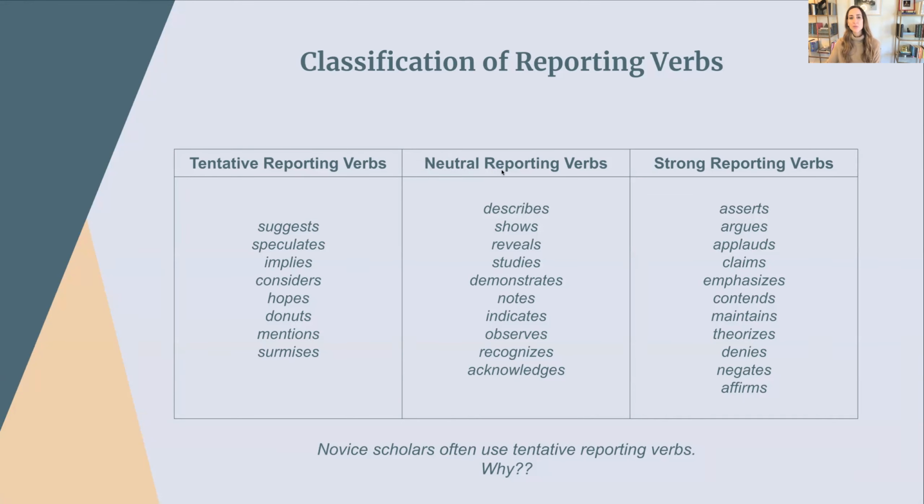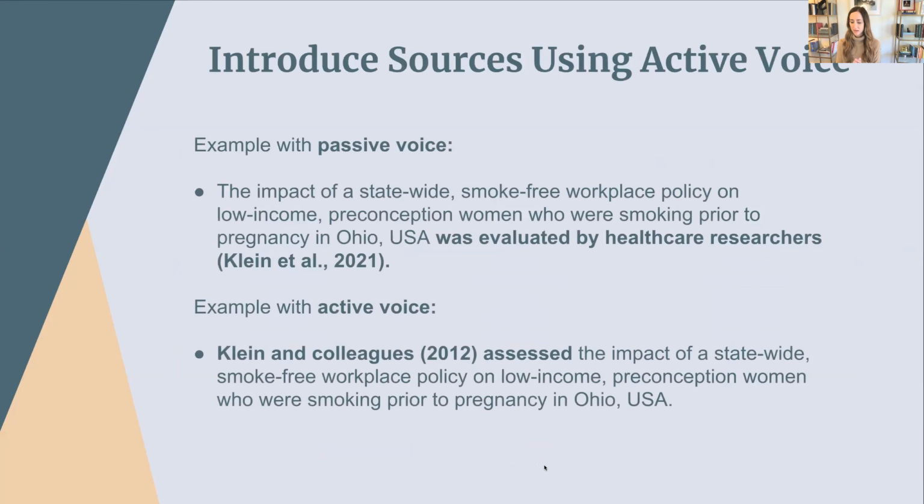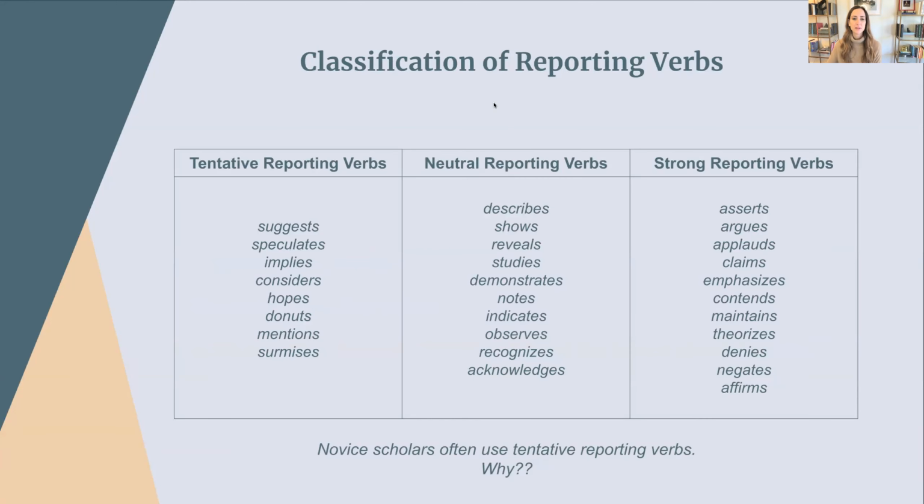But over time, if you look at my writing now, you'll see that I use all three. I sometimes use tentative or strong reporting verbs because I'm much more comfortable now at feeling like I'm correctly interpreting the source's viewpoint, and I'm developing my own viewpoint on the source's work. And so I'm just curious to hear from you. I don't think I have a poll on this. No. I'm curious to know if you are realizing something about your writing, if you're starting to see that maybe you do use mostly neutral reporting verbs.